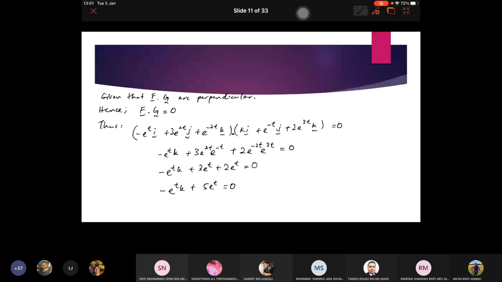So boleh settlekan tak ni? Okay, awak boleh settlekan exponential t, 5 tolak k akan sama dengan kosong. So exponential t tak boleh kosong. Sebab kalau exponential t tak boleh kosong, yang boleh kosong adalah 5 tolak k. So since exponential t cannot equal to 0, therefore 5 tolak k ni yang akan sama dengan kosong. So k akan sama dengan 5. Okay. So itu adalah dia punya jawapan. Dapat eh? How we are going to do operation involving the dot product of a vector function.